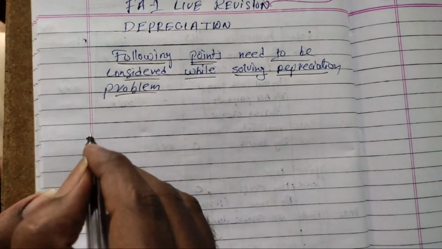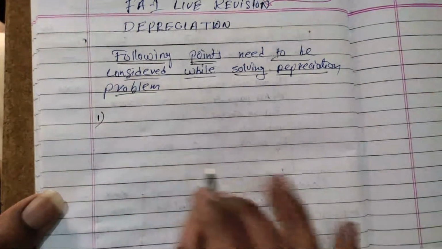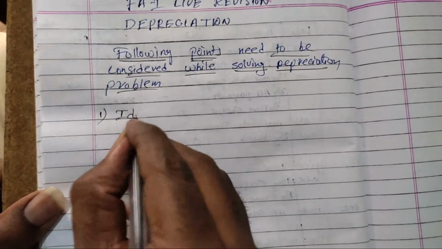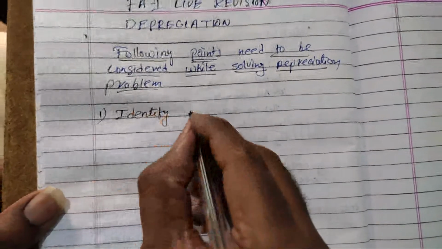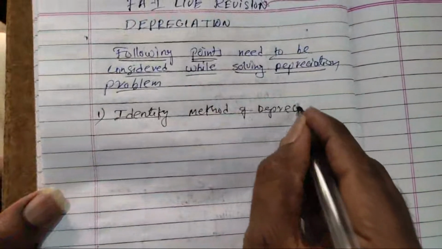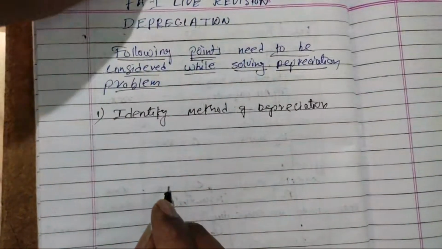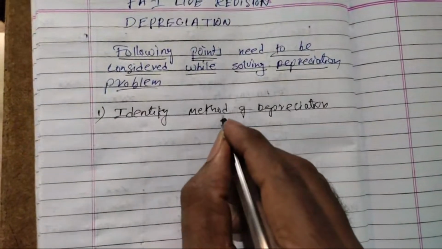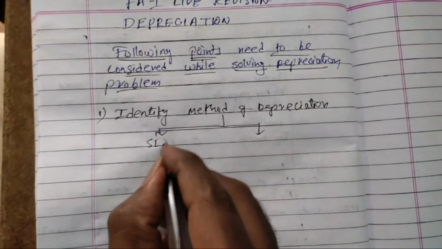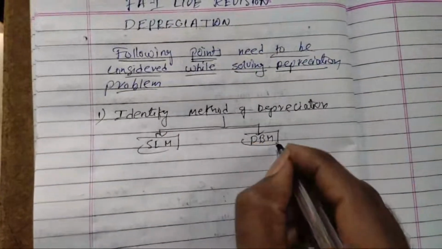Hope it is clear. So let us write one by one. First point number 1 is identify the method of depreciation. There are many methods, but the most widely used are two methods. One is diminishing balance method, another one is straight line method. So which method is the question on? First you need to identify straight line method or diminishing balance method, right?